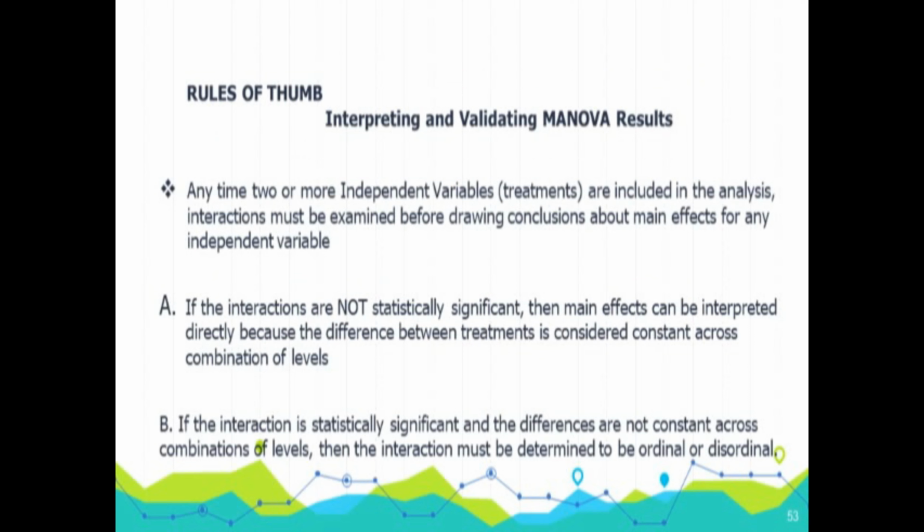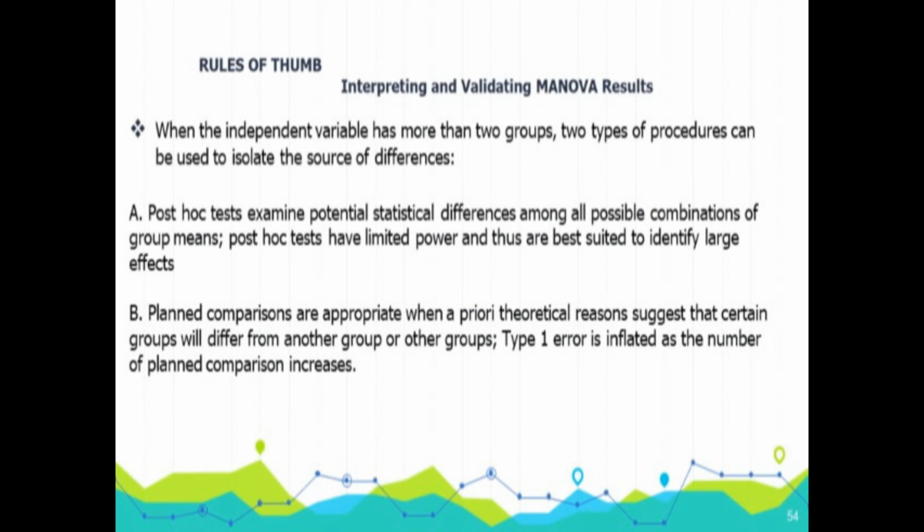Anytime two or more independent variables or treatments are included in the analysis, interactions must be examined before drawing conclusions about main effects for any independent variable. If the interactions are not statistically significant, then main effects can be interpreted directly because the difference between treatments is considered constant across combinations of levels. If the interaction is statistically significant and the differences are not constant across combinations of levels, then the interaction must be determined to be ordinal or disordinal.